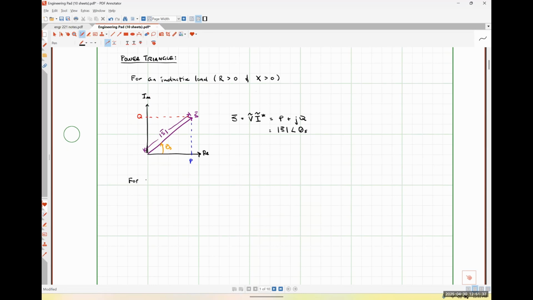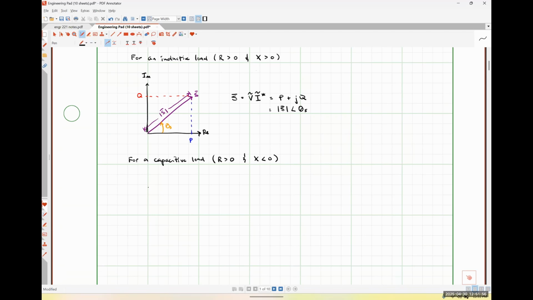For a capacitive load, where I have some positive amount of resistance and some negative amount of reactance, I'm going to see that my power triangle actually lies in quadrant 4. So here's my negative imaginary axis. Here's my real axis. And my complex power should be somewhere down here.